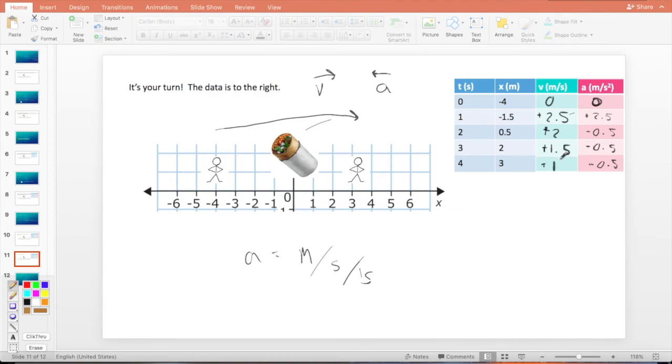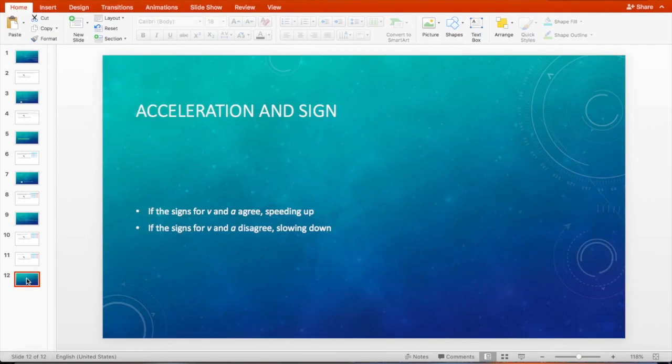So I think you've seen through several examples what the sign of the acceleration means. It depends on the context. If the velocity is positive and the acceleration is positive, as we've seen, that's speeding up. If it's negative and negative, that's speeding up. But if it's positive and negative, the signs disagree with each other, then that is a slowing down. This velocity is getting less and less positive. It's becoming a smaller and smaller positive number. So here's a summary of that. If the signs for velocity and acceleration agree with each other, the object is speeding up. If they disagree, the object is slowing down.